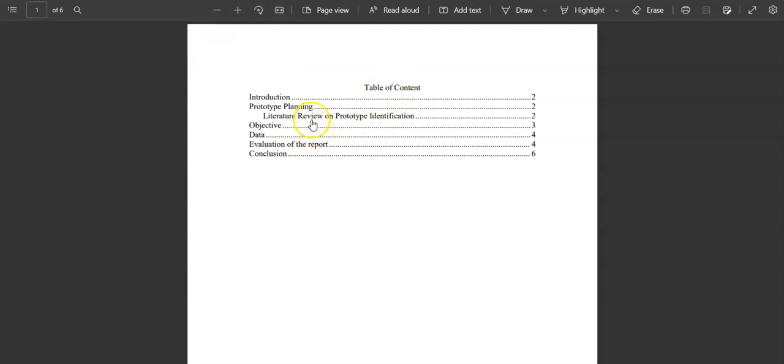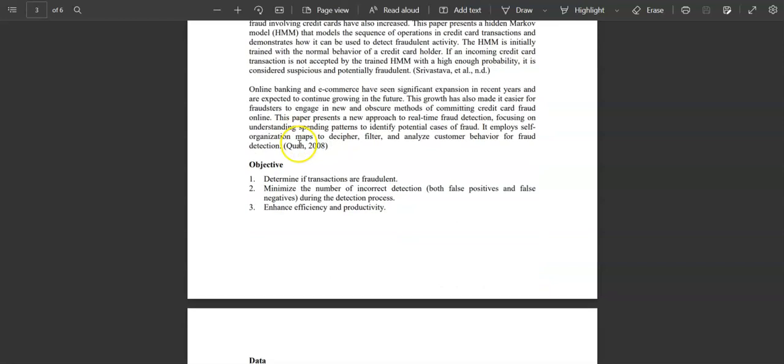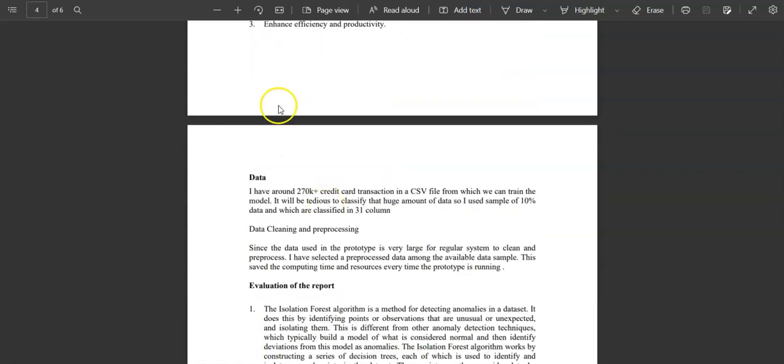This is a short demonstration of my project on a credit card fraud detection system. Here I will show you my report. The objective of this project is to determine if transactions are fraudulent, to minimize the number of incorrect detections, both false positives and false negatives, during the detection process, and to enhance the efficiency and productivity of the transaction. I have used 270K plus credit card data.